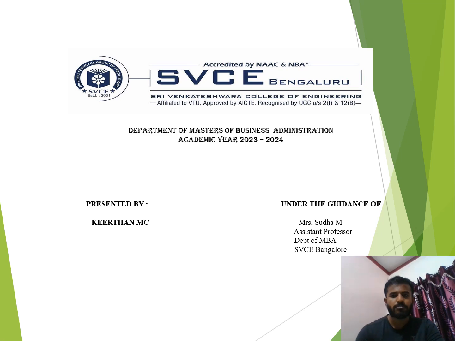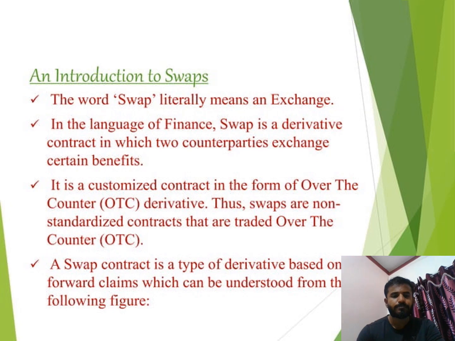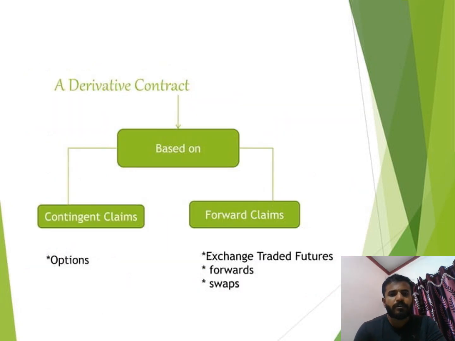Today I am going to give a presentation on swaps. The word swap literally means an exchange. In the language of finance, a swap is a derivative contract in which two counterparties exchange certain benefits. The swap is a customized contract in the form of an over-the-counter derivative. Swaps are non-standardized contracts that are traded over the counter, and a swap contract is a type of derivative based on forward claims, which can be understood from the following figure. A derivative contract is based on first contingent claims, and under that options, forward claims, and under that exchange-traded futures and forwards and swaps.